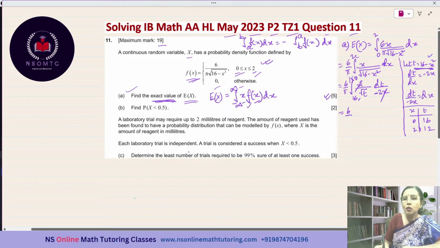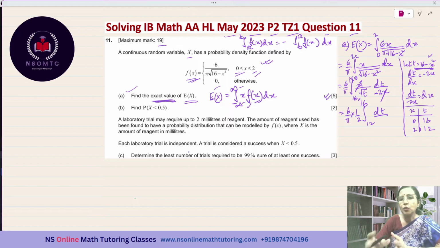So it is 6 over pi times half, and this is the integral from 12 to 16, and this is dt over. Now, we don't have any place for radicals in calculus, so I have to express root t in terms of some exponent, some power of t, which is t to the power of half.